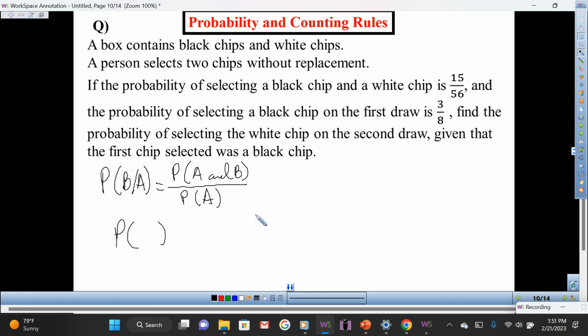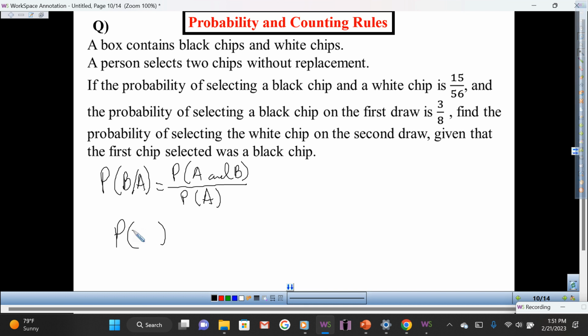All right, so let's see. They want us to find what? The probability of selecting a white chip given that the first one was a black chip. So we would write what?